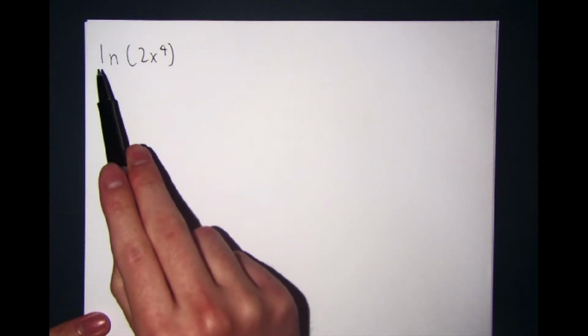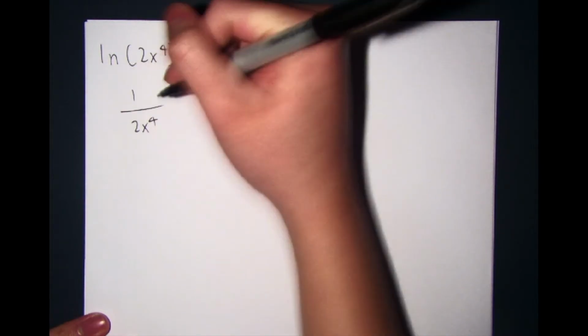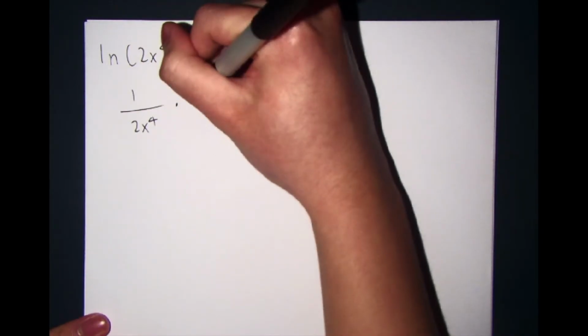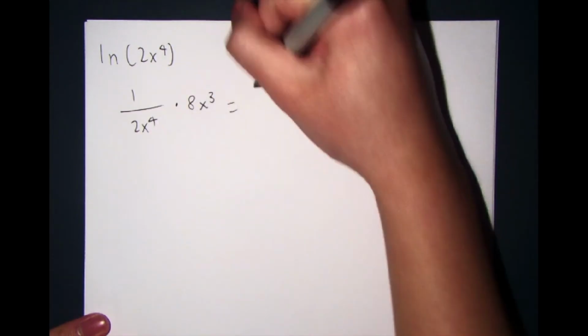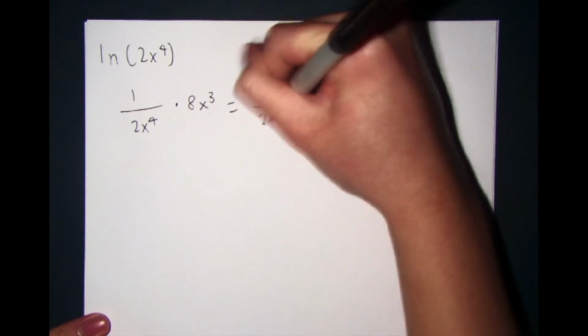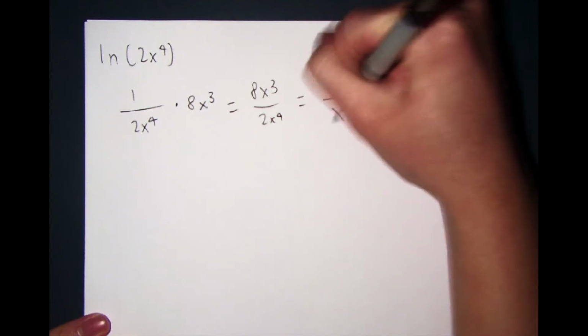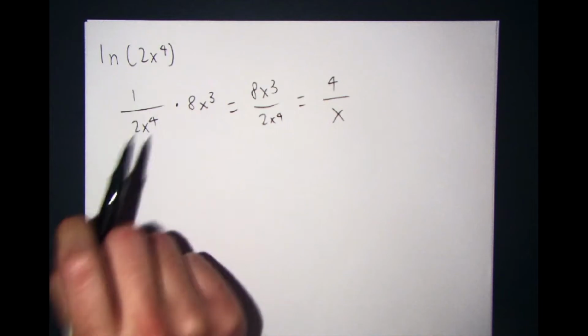Remember that the derivative of ln of x is 1 over x. So in this case, it's going to be 1 over 2x to the 4. Then you're going to multiply it by the derivative of the inside function. So by using the power rule, we're going to multiply it by 8x cubed. And so you can simplify this to 8x cubed over 2x to the 4, which simplifies to 4 over x. So 4 over x would be the derivative of ln of 2x to the 4.